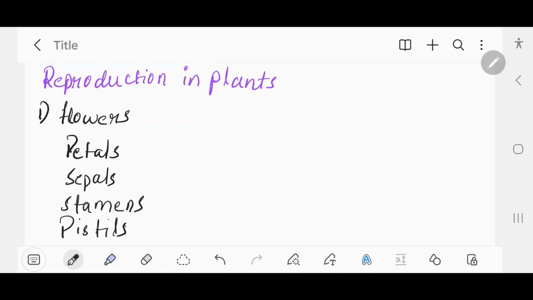Okay. Petals are brightly colored parts that attract insects. Sepals are green leaves that protect the flower bud. Stamens are the male part of the flower that produces pollen. Pistils are the female part of the flower that contains the ovary, which holds the ovules.